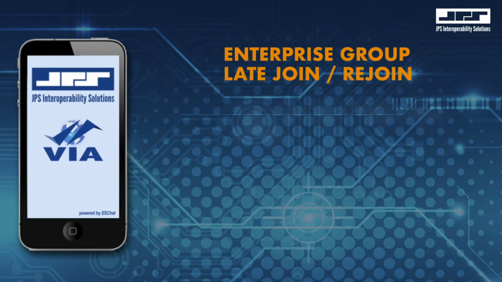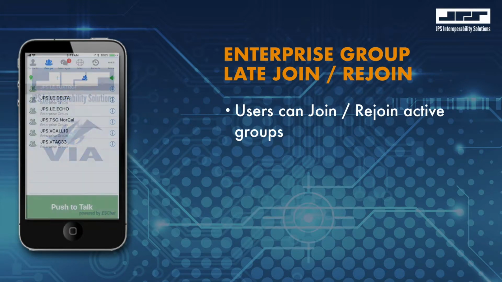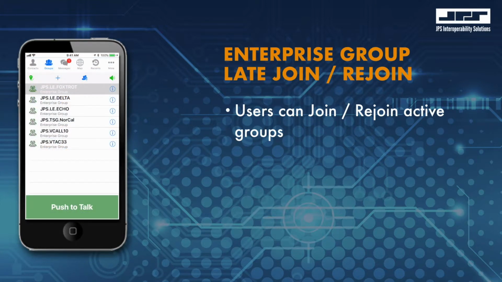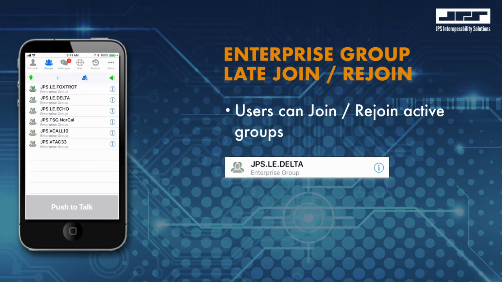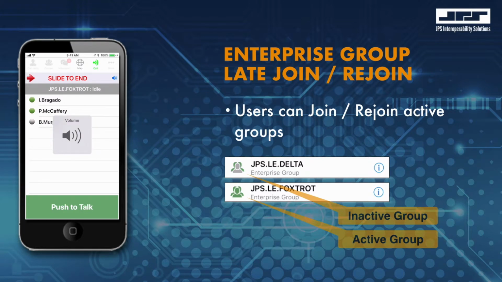If for any reason you leave the enterprise group conversation, you can rejoin the group if the group is still active. The VIA function called Late Join, Rejoin, allows one to insert themselves back into the active group conversation if the group is still active. Group activity is defined by the green presence indicator next to the group name. To join an active group, simply highlight the group name and quickly tap the PTT button. By quickly tapping the PTT button, you will not initiate a transmission but will allow you to rejoin the group. The in-call list should appear with your username included as a member of the active group.